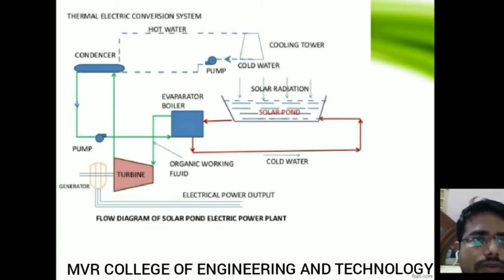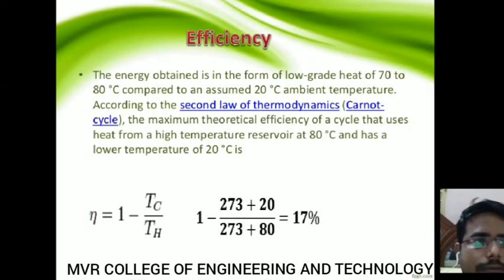So let us go for the next slide. What is the efficiency of the solar pond? The energy obtained is in the form of low grade heat of up to 70 to 80 degrees Celsius, as compared to an assumed 20 degrees ambient temperature. According to the second law of thermodynamics, the maximum efficiency of the cycle that uses a high temperature reservoir at 80 degrees Celsius has a lower temperature of 20 degrees Celsius.